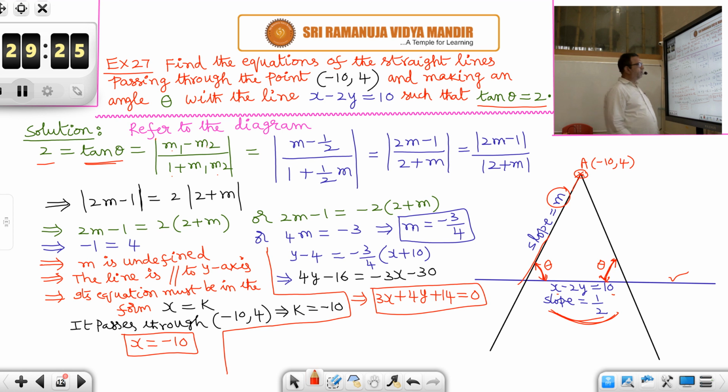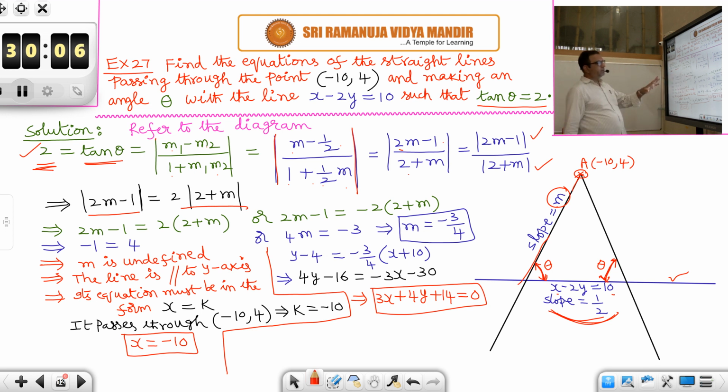But here the slopes m1 and m2 are, one is the unknown quantity m, the other one is 1/2. So mod of (m - 1/2)/(1 + m times 1/2). Inside the modulus, multiply by 2: mod of (2m - 1)/(2 + m). Then separate the modulus into numerator and denominator: mod of (2m - 1) by mod of (2 + m). All this is equal to what here? This is 2. Now cross multiply. Mod of (2m - 1) is equal to 2 into mod of (2 + m).